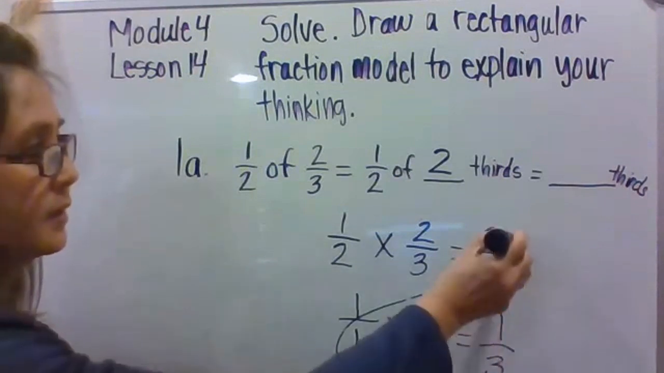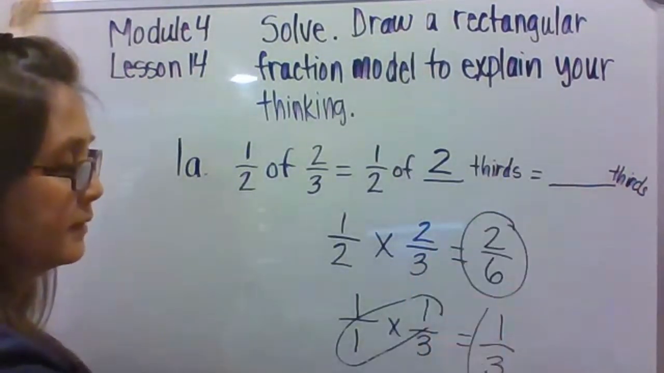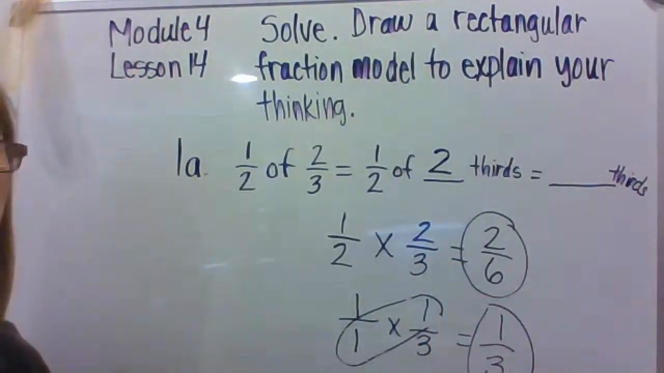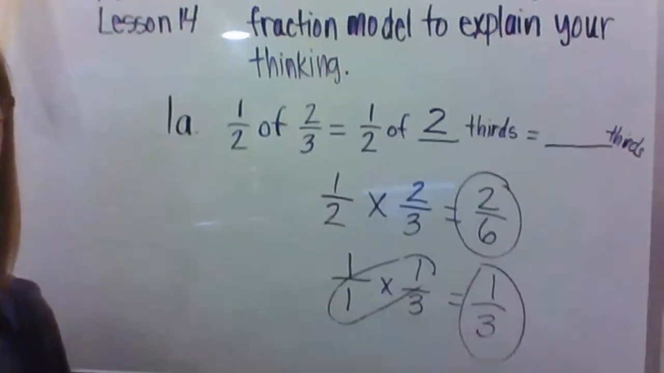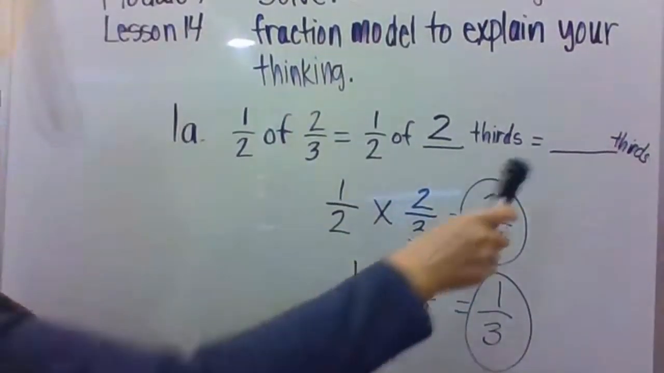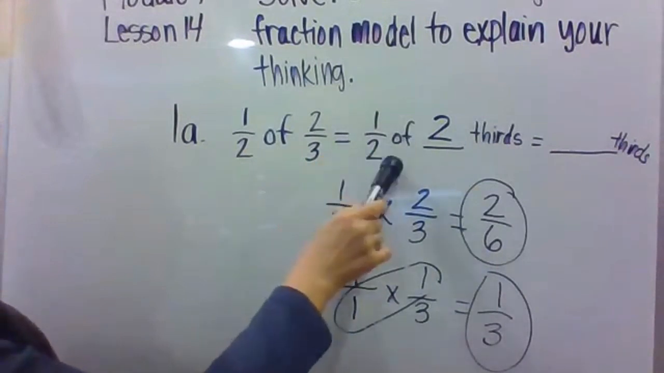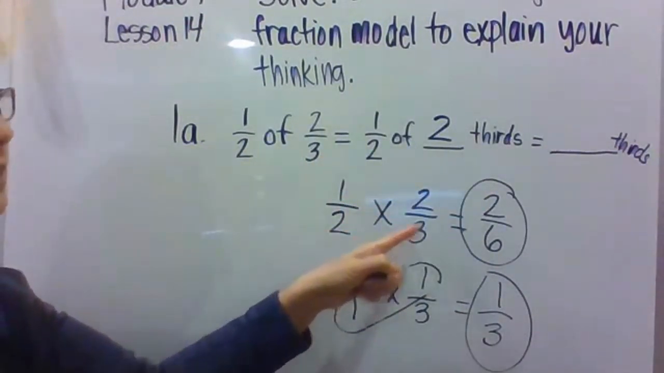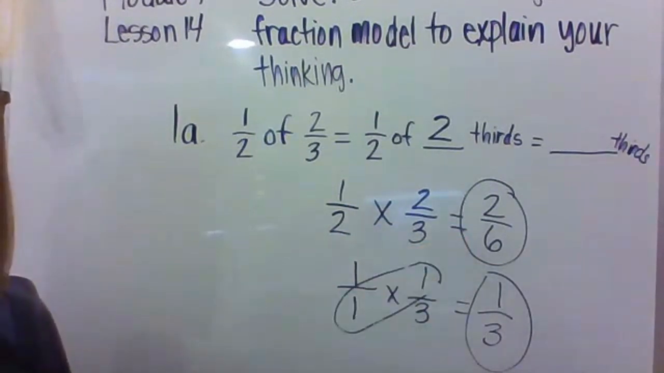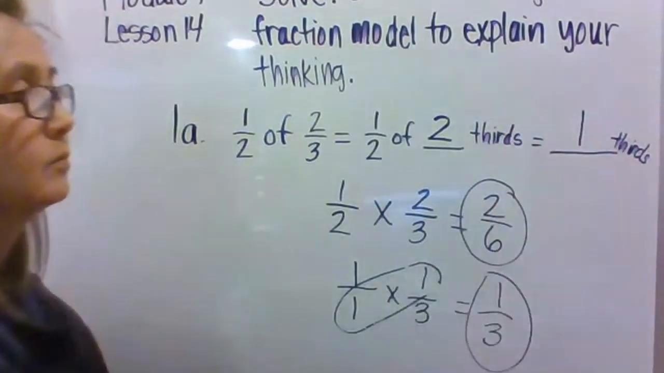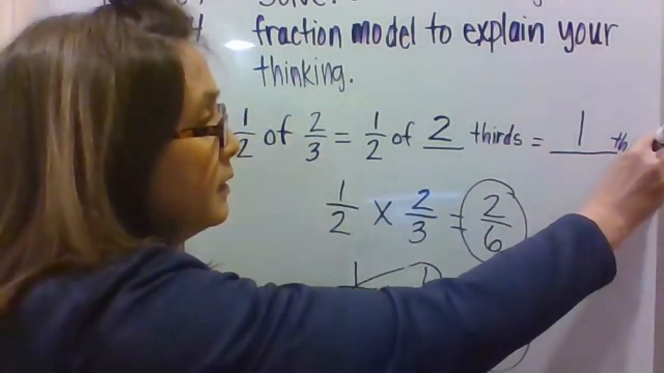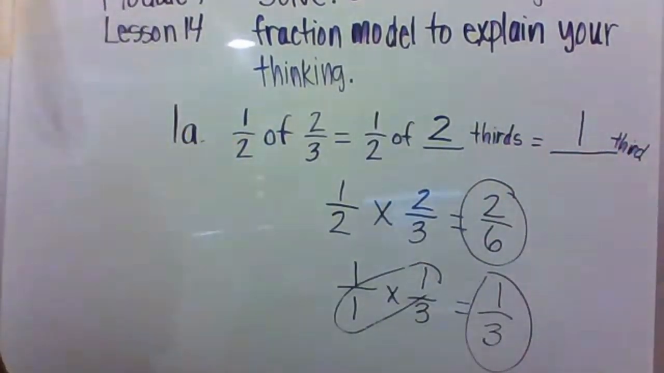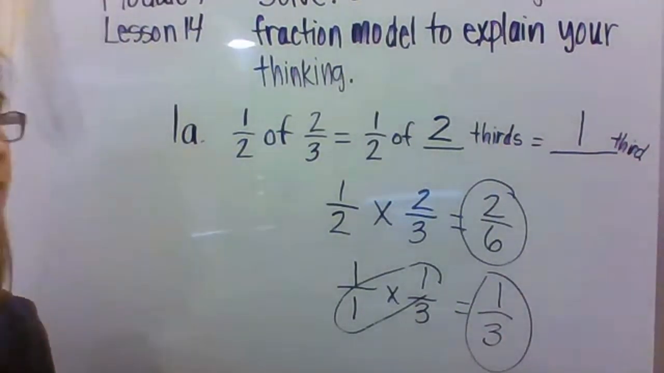Now we know that 2/6 is exactly the same as 2/3. They are equivalent fractions. So now over here, 1/2 of 2/3, what does 1/2 of 2/3 really equal? 2/6, or in the simplified version, 1/3. So you'd put a 1 there. 1/3. No S. Okay. All right.